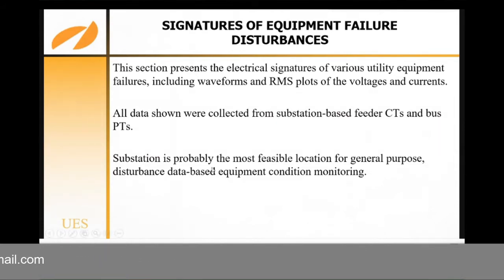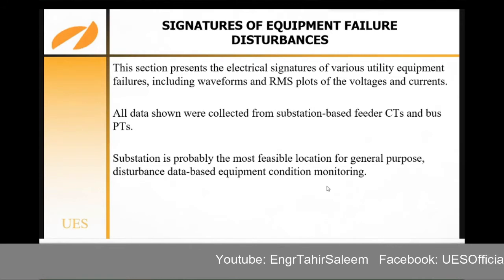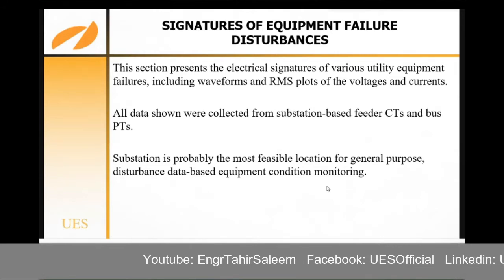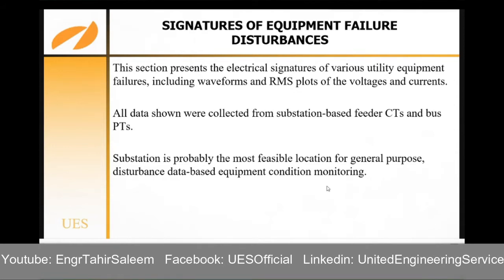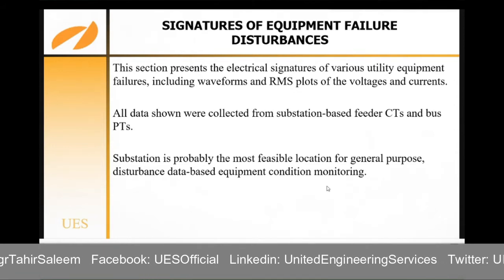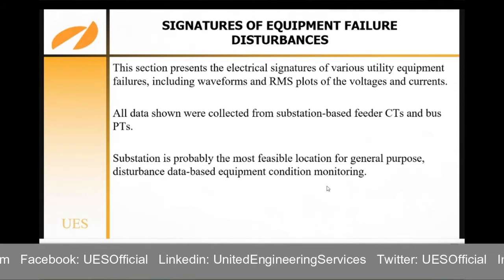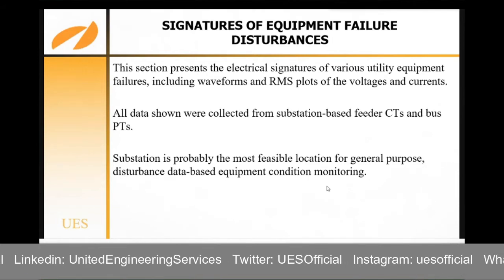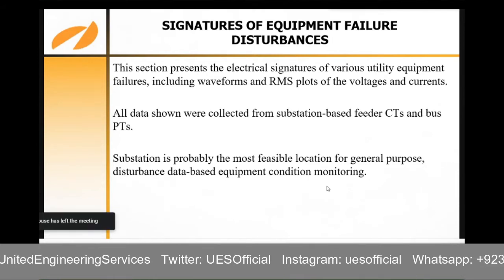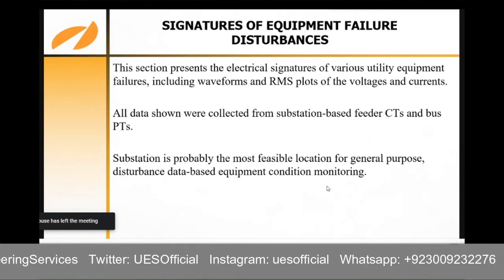Now, it is mentioned here that the substation is probably the most feasible location for general purpose disturbance data based equipment condition monitoring, because most of the time the load which is connected in the load center to the grid does not generally affect the substation. So the data which you receive from the substation equipment is more accurate than the data which you take directly from the equipment terminals.